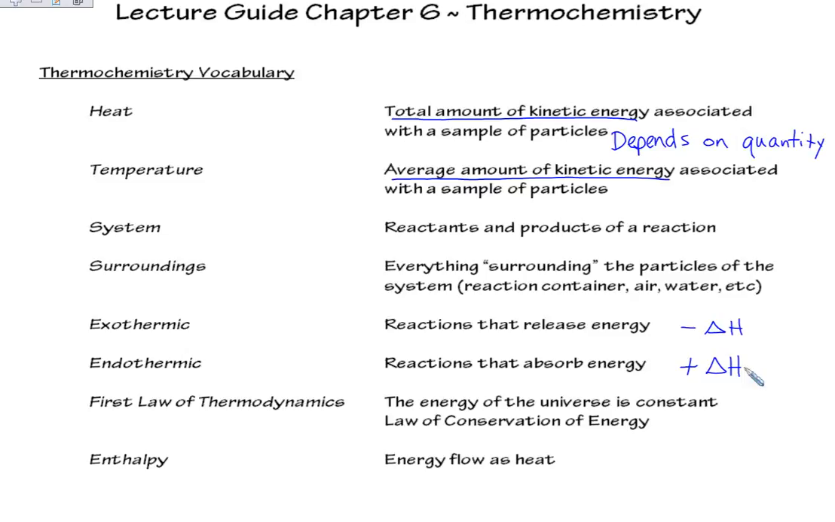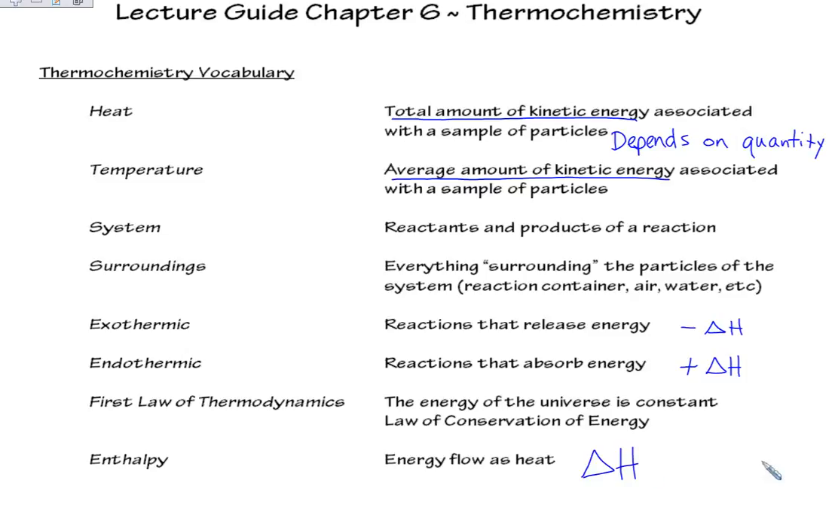And the last two: the first law of thermodynamics is just the law of conservation of energy, which we'll look at a little bit in terms of energy transfers. Disregarding any error that might occur, energy should be conserved in a chemical reaction. And the last one, you're going to see this term a lot, enthalpy, is really just a fancy word for energy flow as heat. The symbol that you'll probably see is often just delta H. That would mean change in energy, or change in enthalpy, heat energy. It's all right, piece of cake.